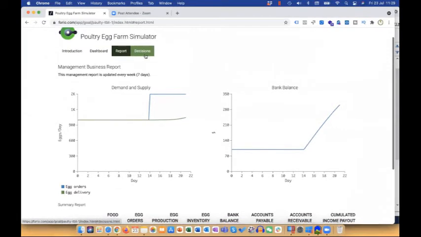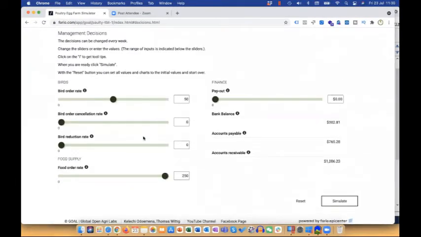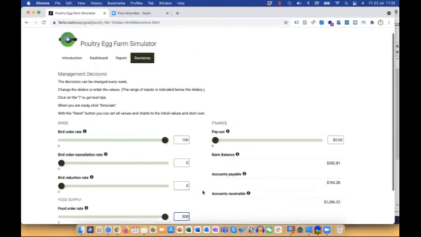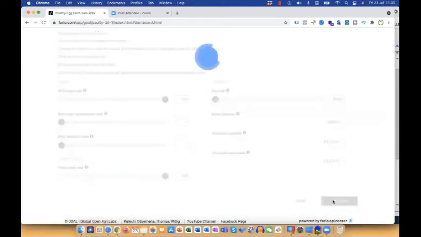Okay. Cool. What else? We could maybe be a little bit more aggressive and say, well, let's increase the bird order rate, to get faster to meet the demand. And we might actually order a little bit more food. So let's say like 300. So you see, we're not doing a calculation. This is more like learning by doing, learning by experience.